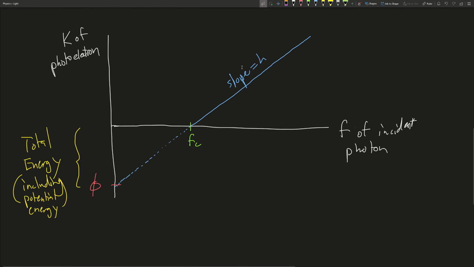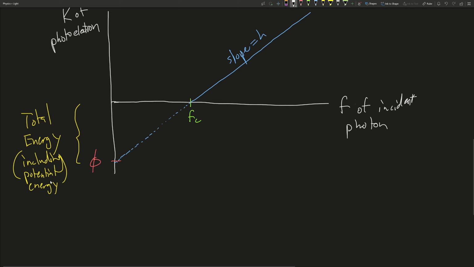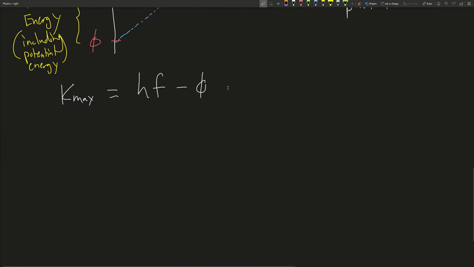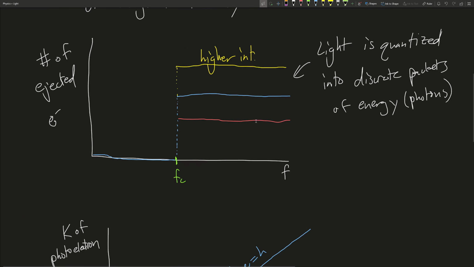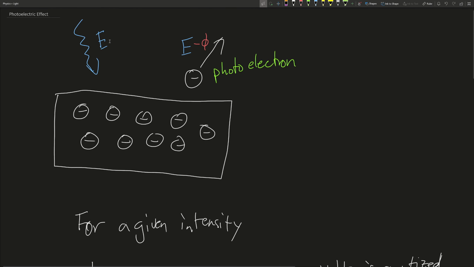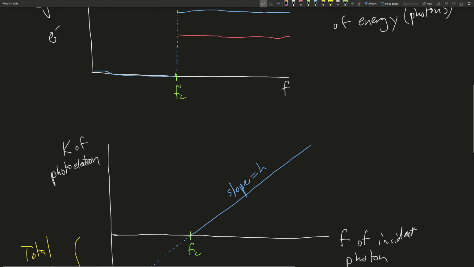And so if we write out the equation for this, we get K max is equal to hf minus phi. So K max here is equal to the maximum kinetic energy of a single photoelectron. So that's the maximum energy that the photoelectron can have after being ejected from this material by an incident photon.